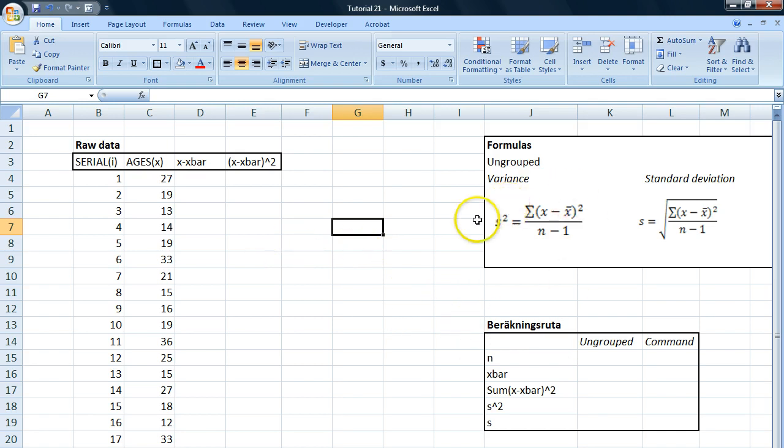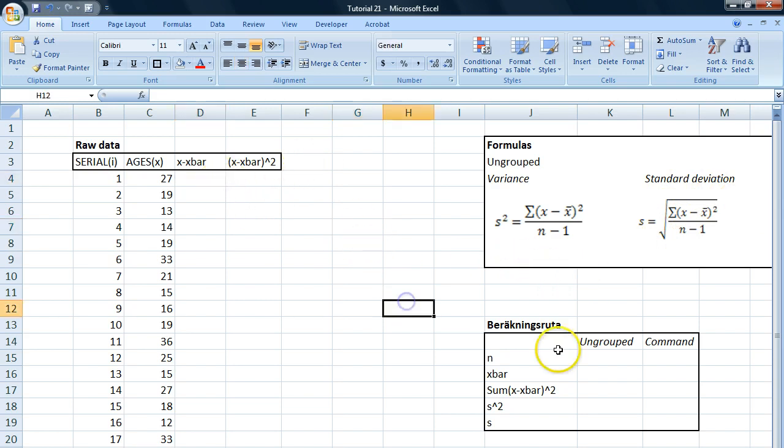If we take a quick look at these two formulas, one is called the variance and one is called the standard deviation, and they are related in the sense that the standard deviation is the square root of the variance. So it's almost the same measure, but they're slightly different and they have slightly different meanings.